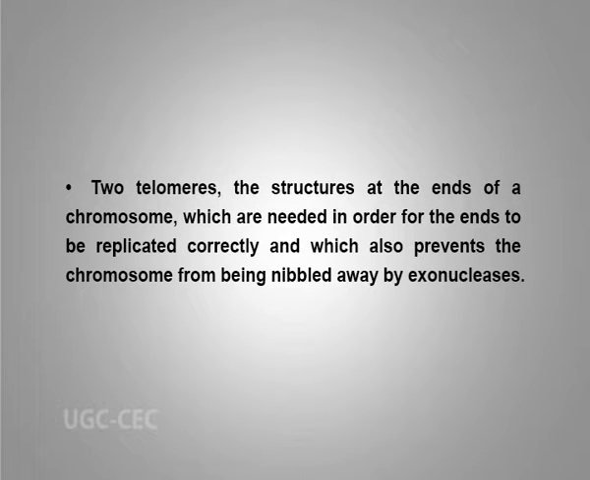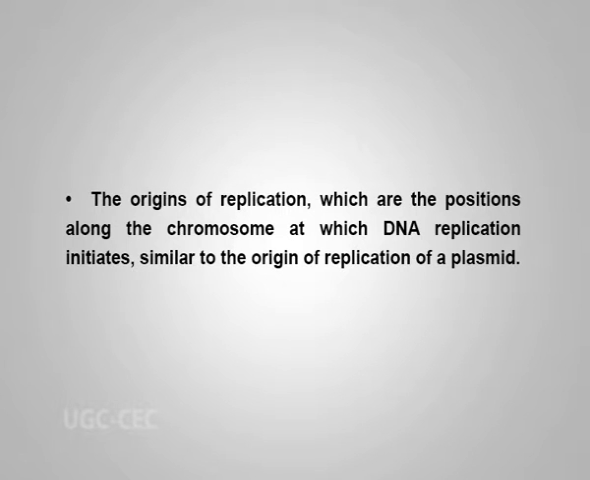Two telomeres, the structure at the ends of a chromosome, are needed in order for the ends to be replicated correctly, and they also prevent the chromosomes from being nibbled away by exonucleases. The origin of replication is the position along the chromosome at which DNA replication initiates, similar to the origin of replication of a plasmid.